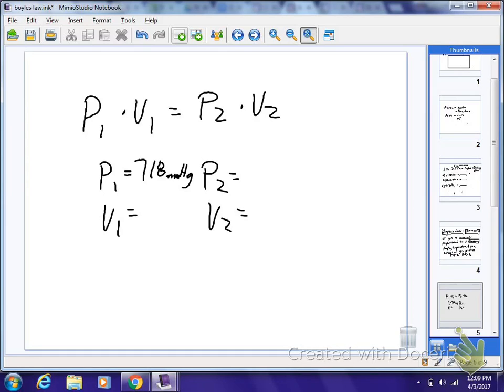The volume, we're going to start out at 20. We're going to take the volume out to 40. Now let's go to 45. So we're going to take the volume out to 45.